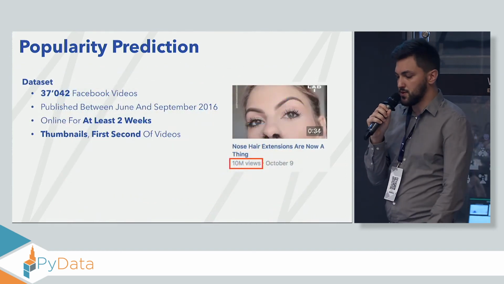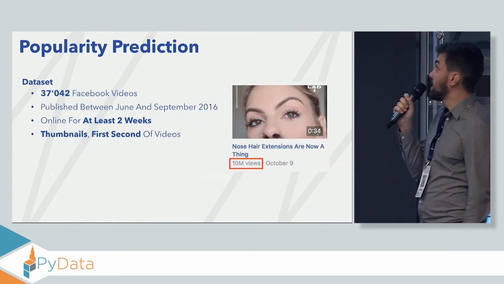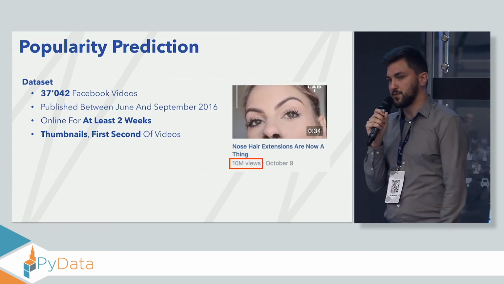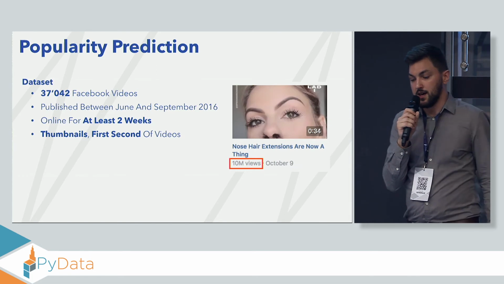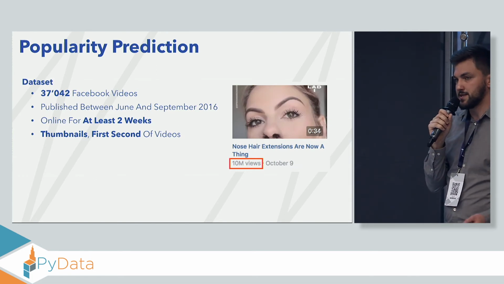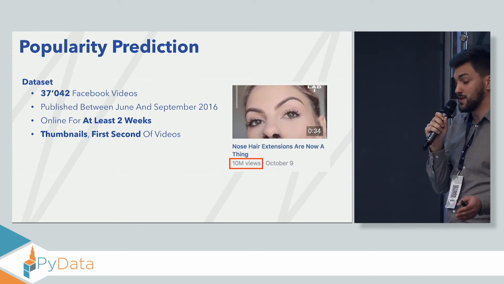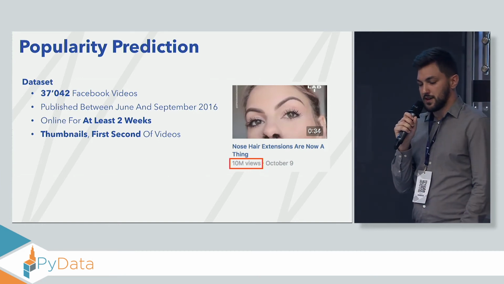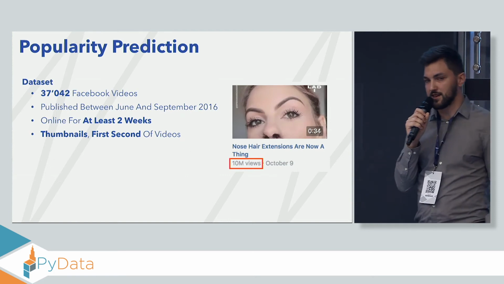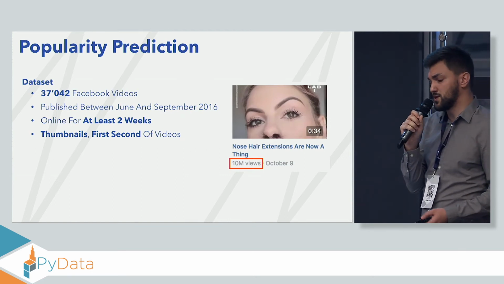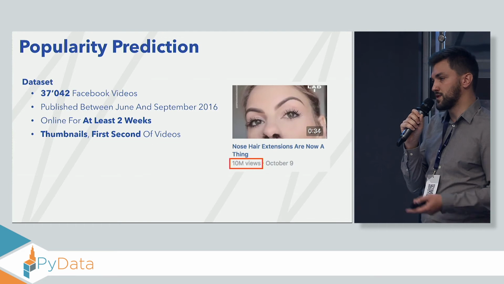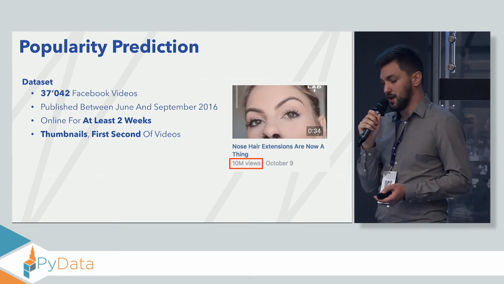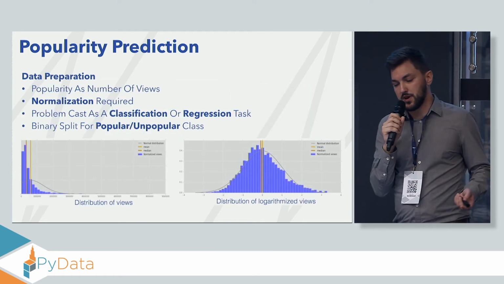And the way we approached it, we had a data set of about 37,000 Facebook videos that were published in a span of 3 months, and online for at least 2 weeks, so that we know that the number of views is more or less settled. And we can use thumbnails or first seconds of the video, because that's actually how Facebook counts views: whether the user watched it after, I think, 3 seconds.